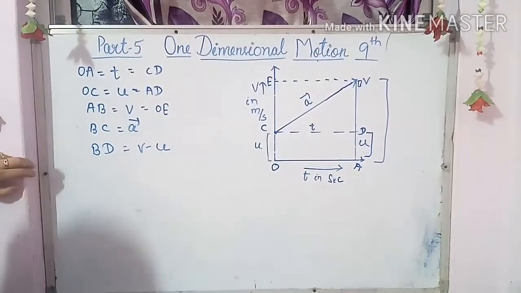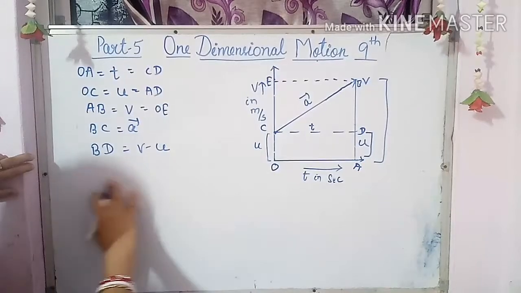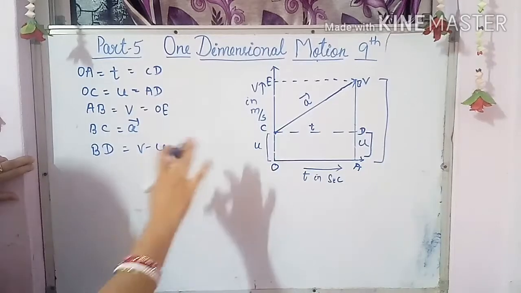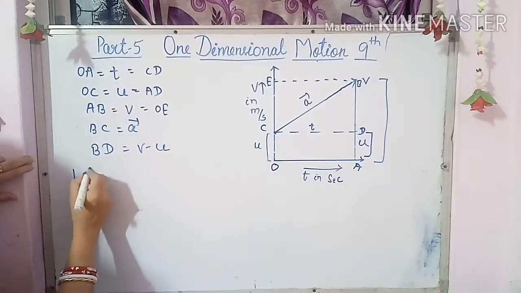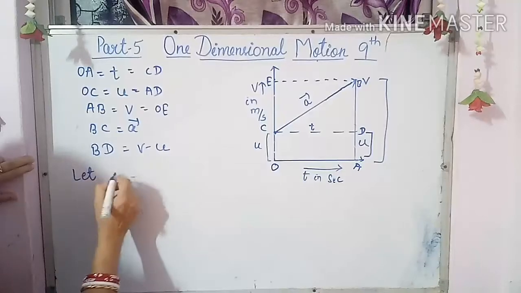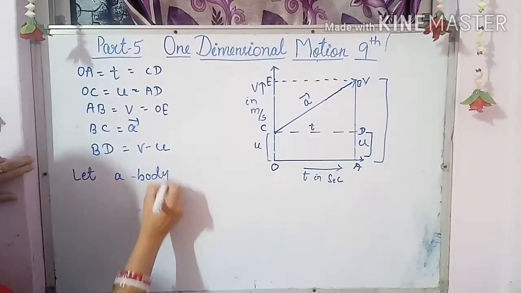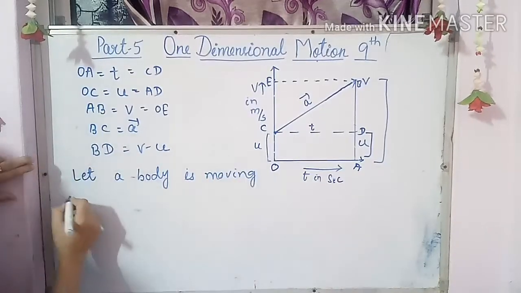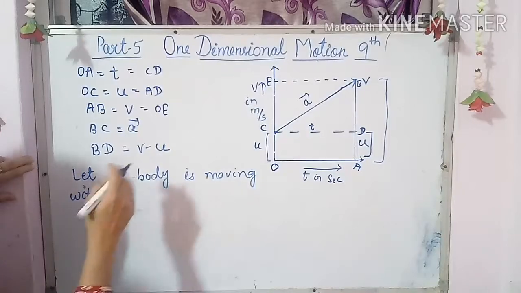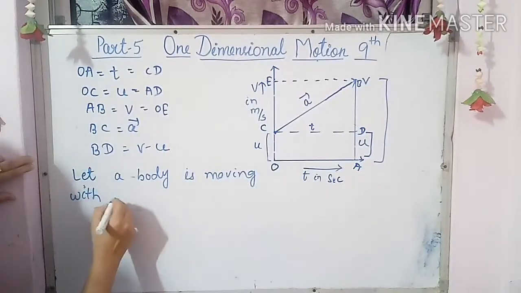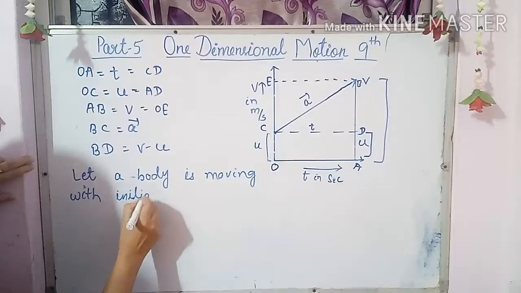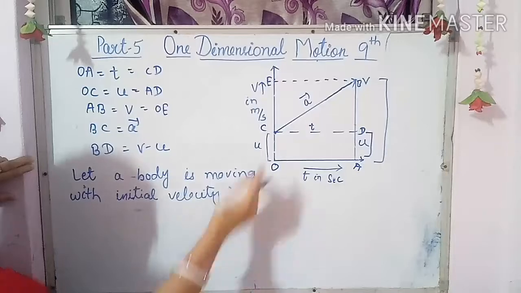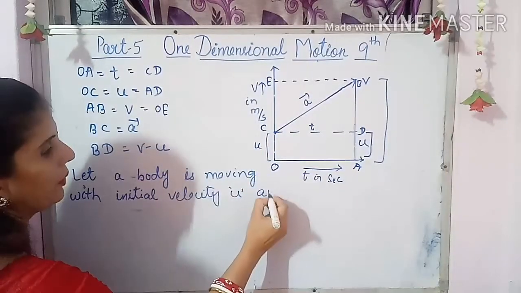Whatever you understood, that only you have to translate into English. So what did you understand? The body is going. So you have to write: let a body be moving with initial velocity U, and the final velocity is V.